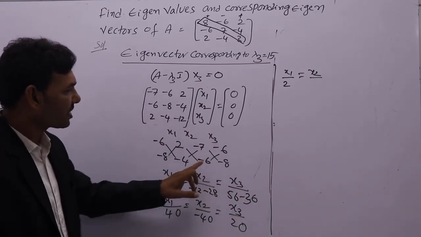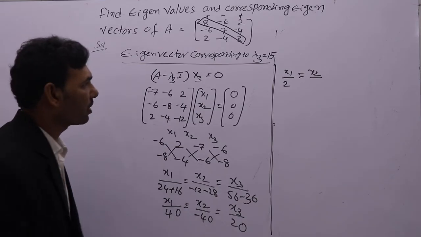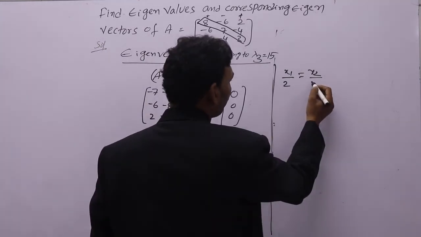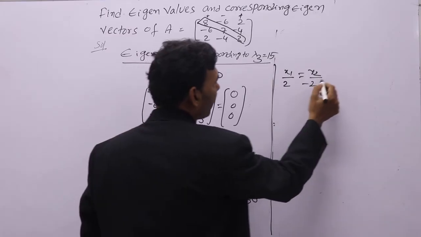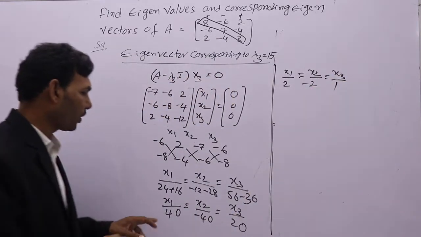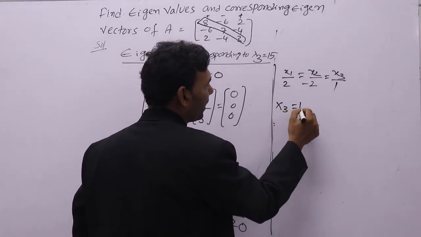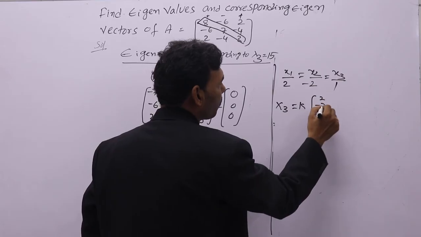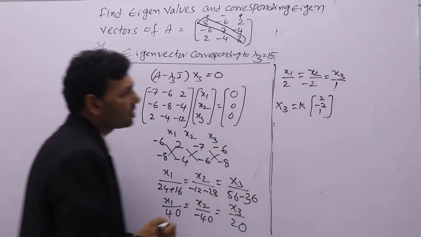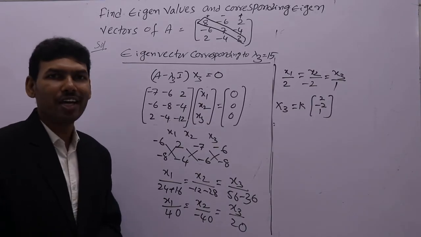7 8s are 56, 6 6s are 36, 56 minus 36 is 20. So x1 is 2, x2 is minus 2, x3 is 1. So the final eigenvector x3 will be k times (2, minus 2, 1). These are the three eigenvectors. This is the way to calculate eigenvalues and eigenvectors.